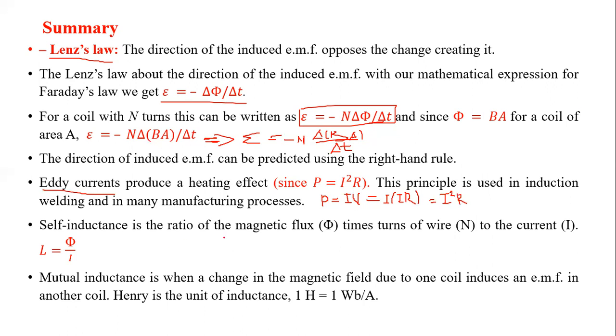Self-inductance is the ratio of magnetic flux phi times number of turns N to the current. So it is the ratio of magnetic flux to the current, equal to phi over I. Simple definition. The unit of self-inductance or mutual inductance is Henry, which is Weber over ampere.